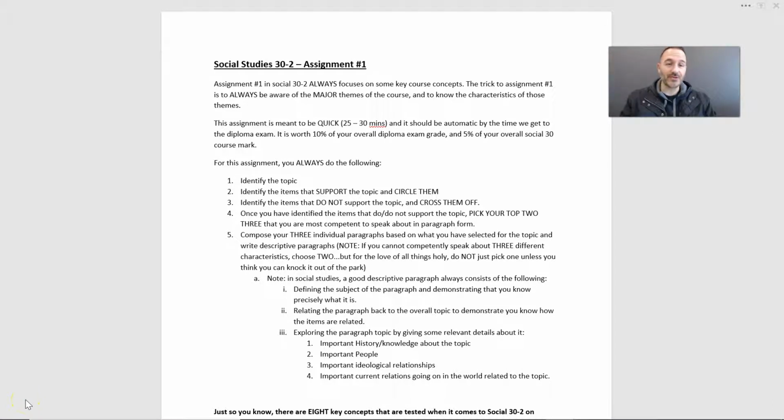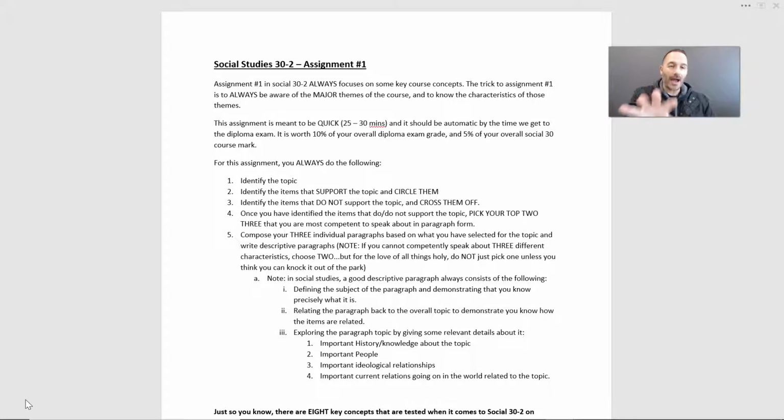Social 30-2. The inevitable reality is that we are going to have you do some written assessments, and we're going to start looking at the very first one right now. Assignment number 1 is meant to be quick, and I'm going to show you one today. I'm going to run you through the actual process of how we handle this, and I'll show you how to write one. Okay, I'm going to write one for you so you see what it actually looks like.